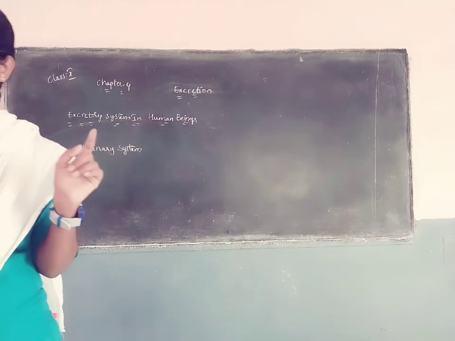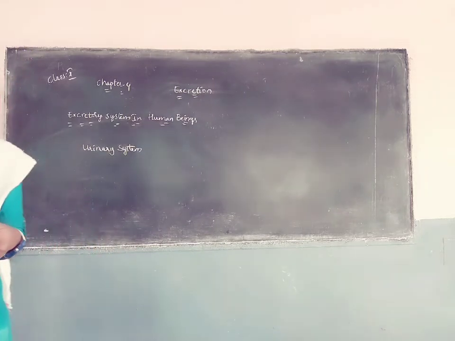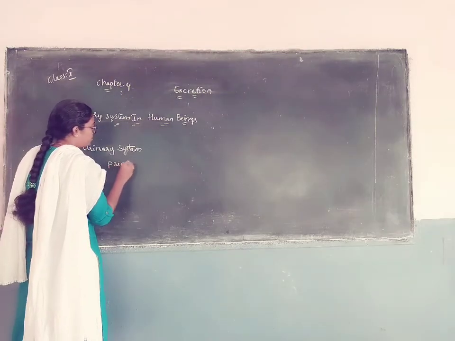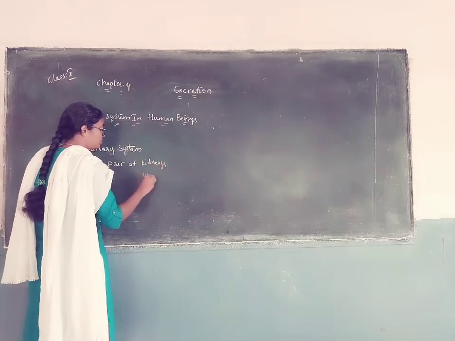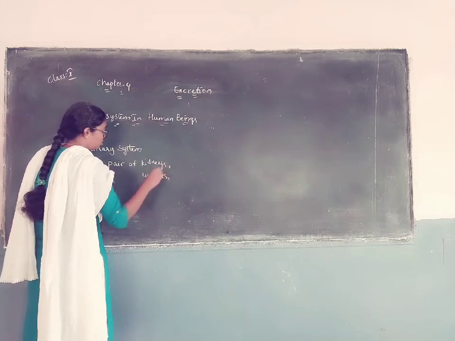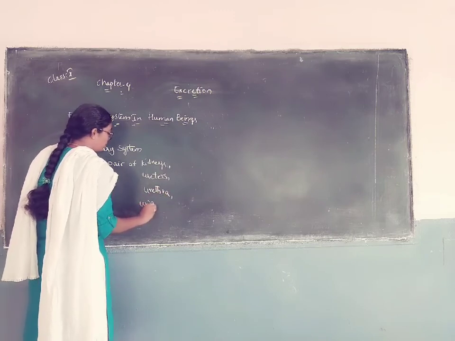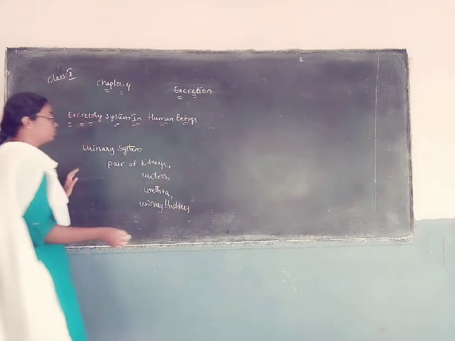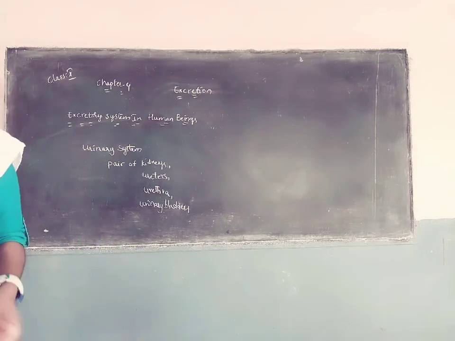So, a pair of kidneys, a pair of ureters, urinary bladder and urethra. By these organs we will excrete the waste products from our body. Ureters, urethra and urinary bladder. By these organs we will excrete the different kinds of waste products from our body.